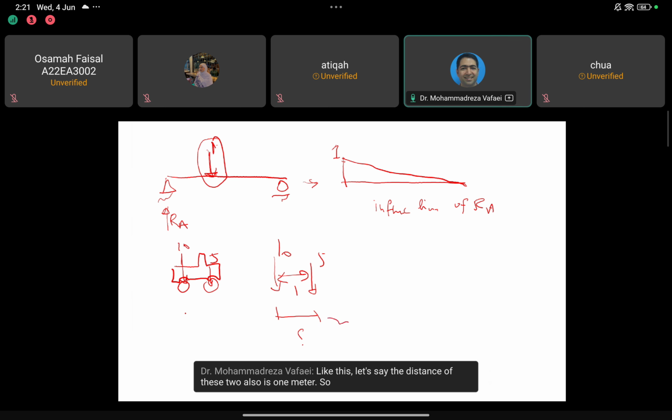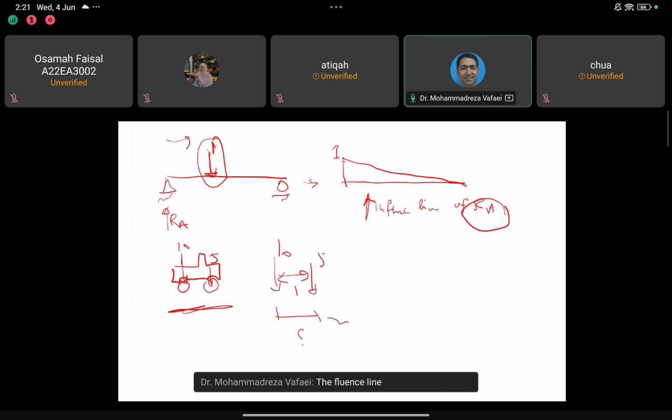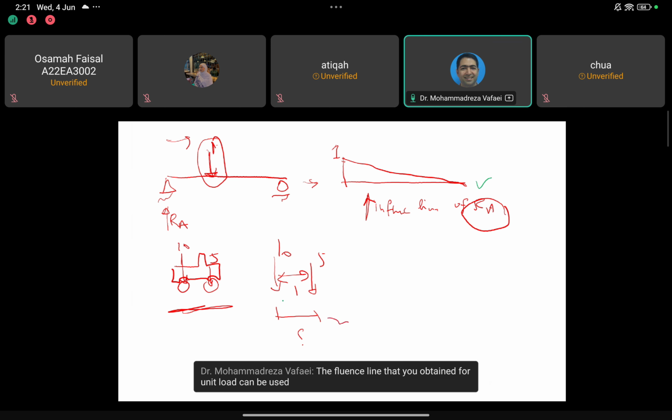So if this car passes over this bridge and we want to know how much is the value of RA, how can we use this influence line? So this is something that we want to check. Actually, the influence line that you obtain for unit load can be used for any type of loading that your bridge is subjected to. So it doesn't matter that you have obtained it for unit load. If your load is 10 kilonewton, 5 kilonewton, we have 3 loads, 1 load, 5 loads, again, still this influence line can be used. So how can we use it?